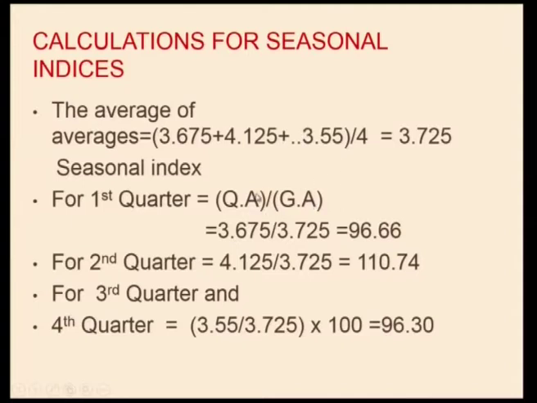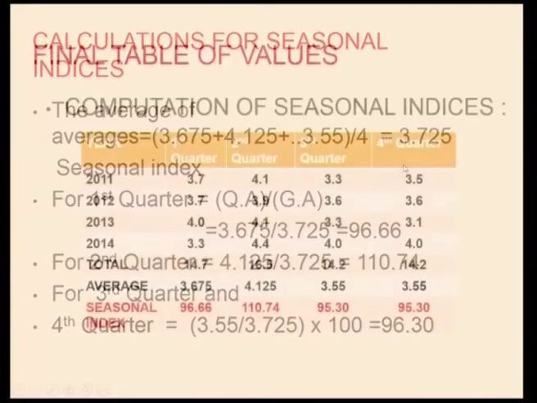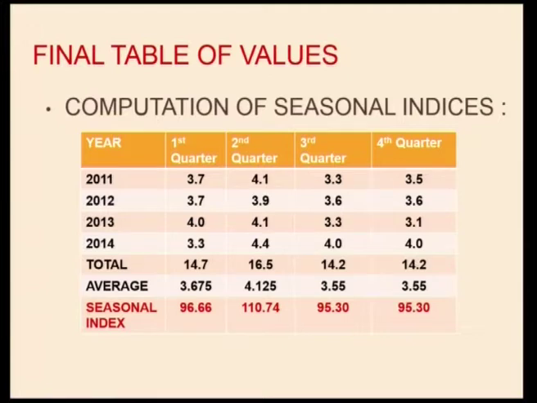Now we compute the seasonal index for each quarter. For the first quarter, your seasonal index is QA by GA. QA is the quarter average and GA is the general average. So 3.615 by 3.725 into 100, which is 96.66. For the second quarter, 4.125 by 3.725, so we get the value to be 110.74. For the third quarter and fourth quarter, both have the same value. So we get 3.55 by 3.725 into 100, which is 95.30.